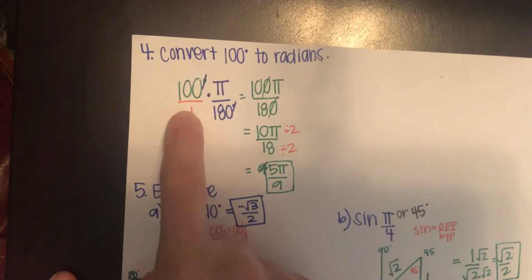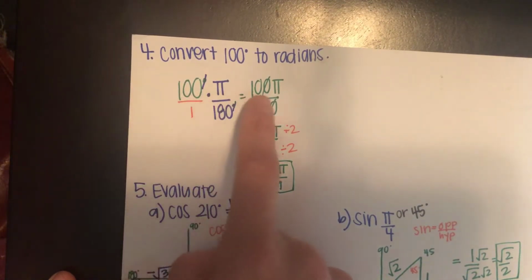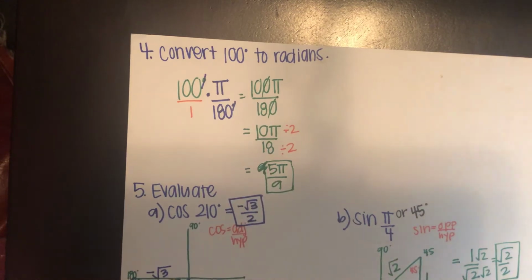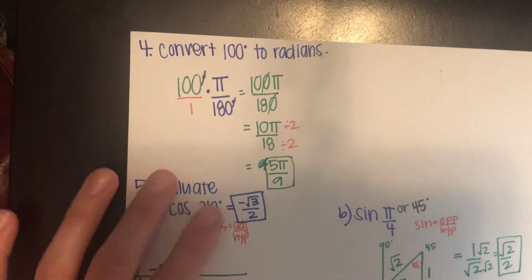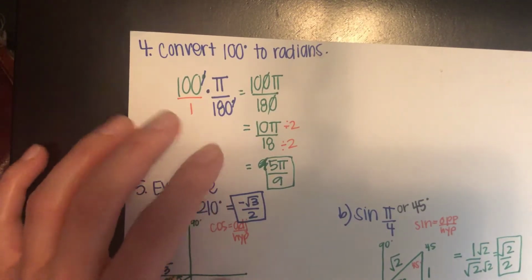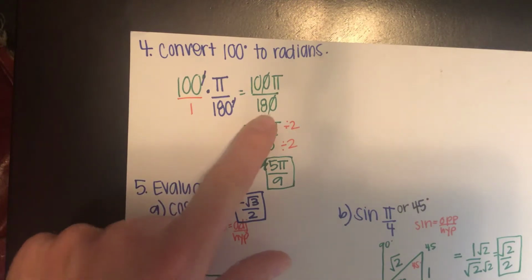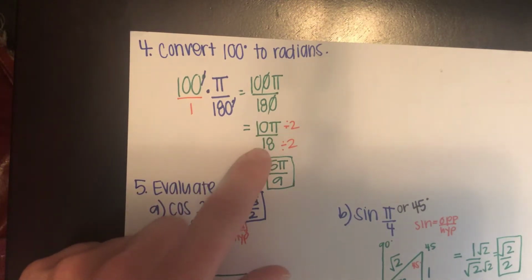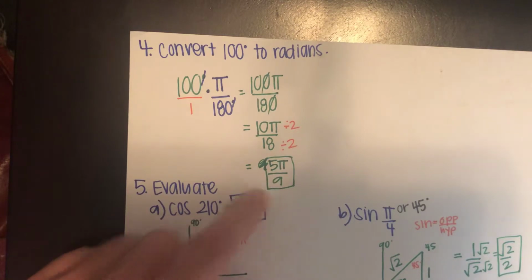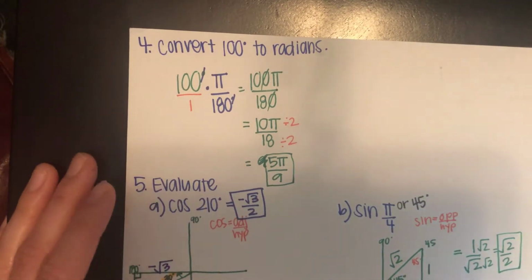I put a 1 underneath my whole number and multiplied across my fractions to get 100 pi over 180. The degrees did cancel, and then the zeros cancel, one on top and bottom, when you divide out 10. Then I simplify again by dividing 2 top and bottom, and I get 5 pi over 9 as my answer.